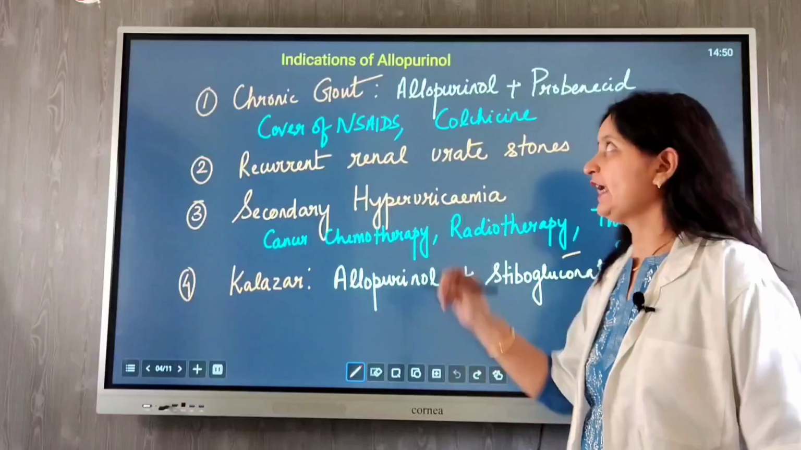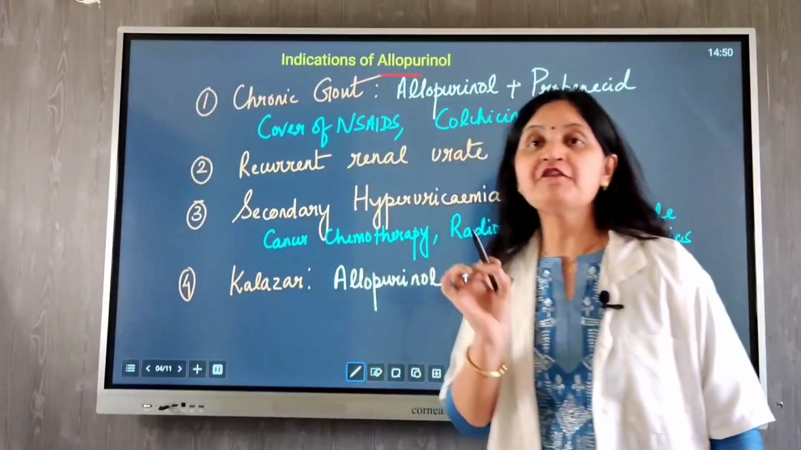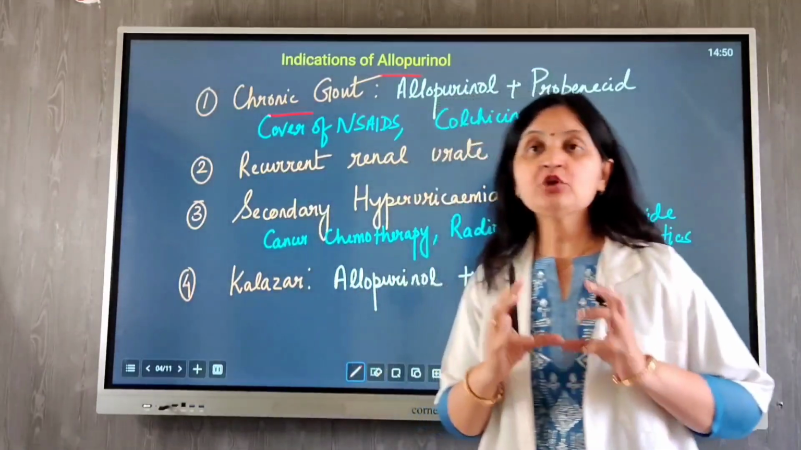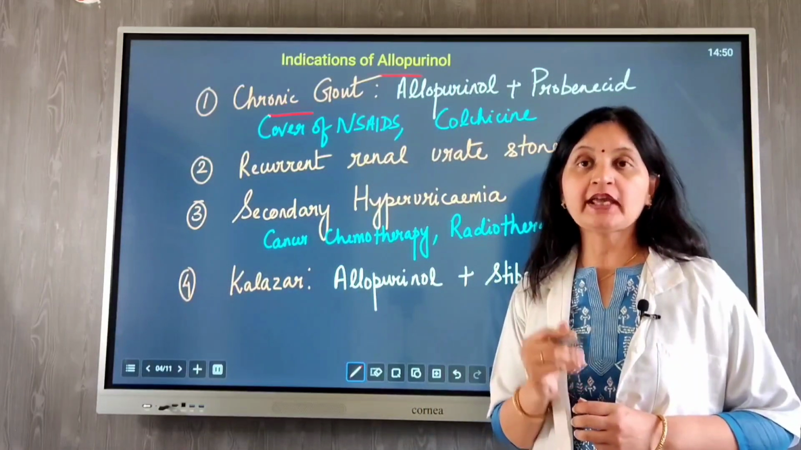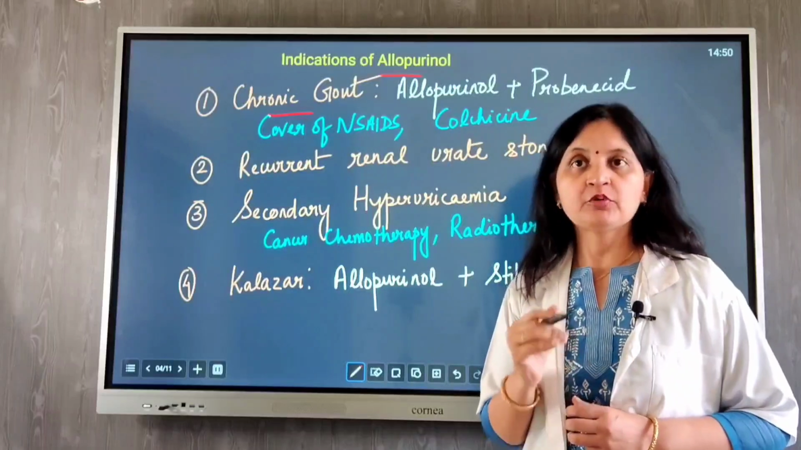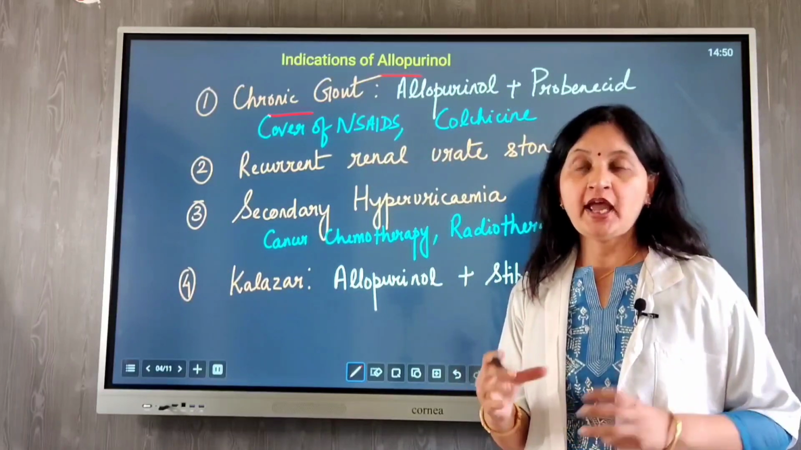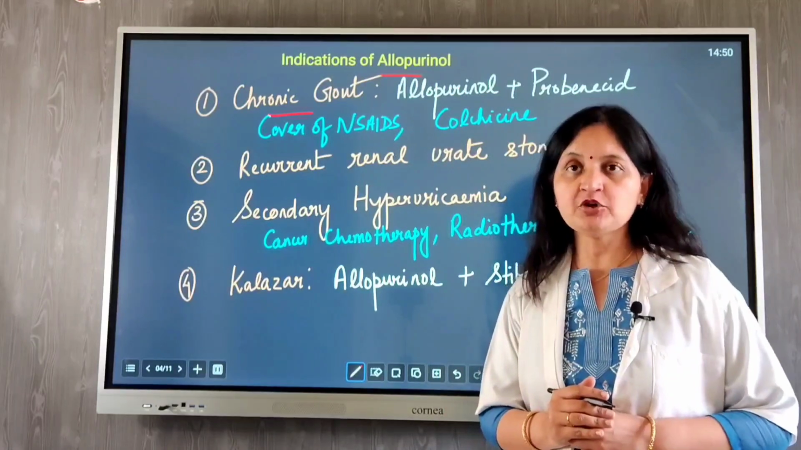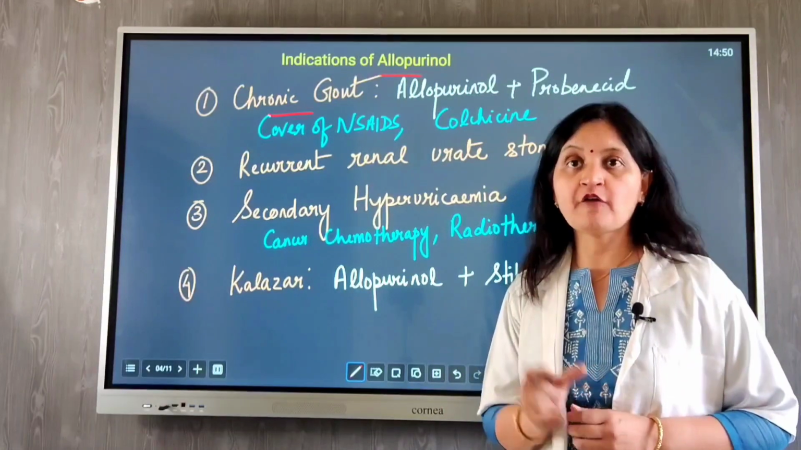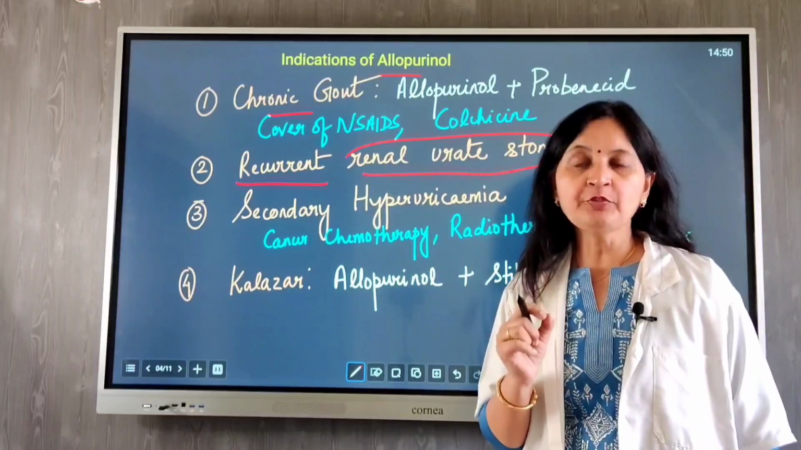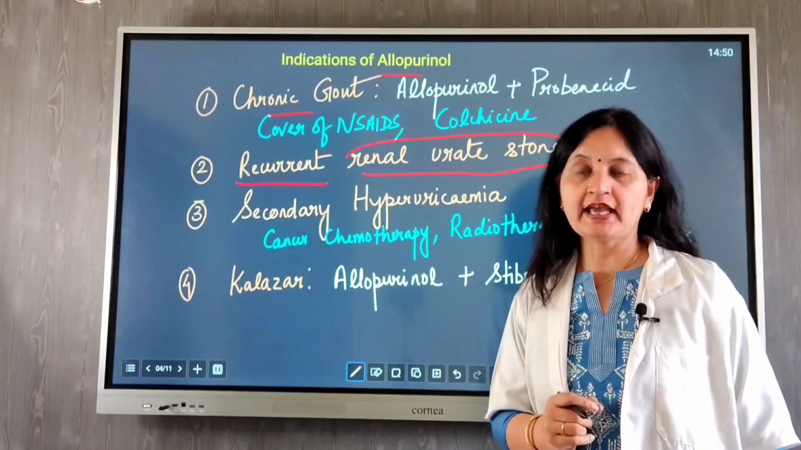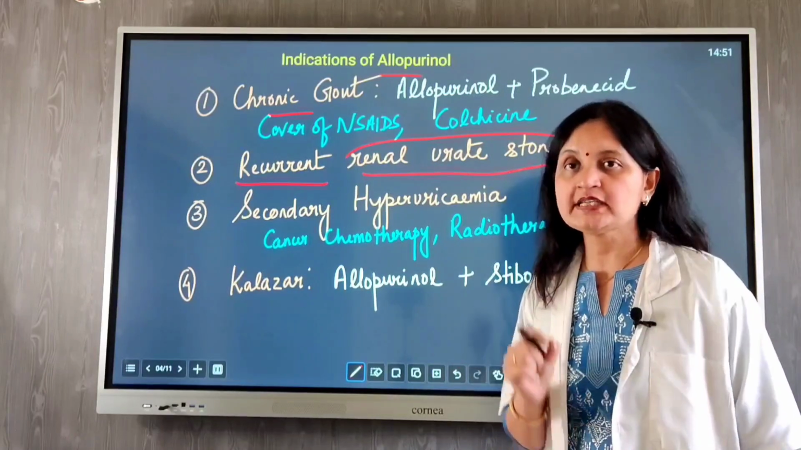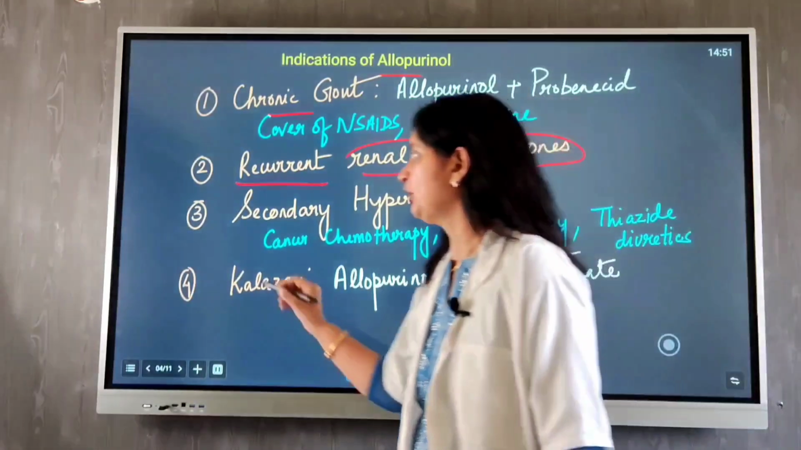Now let's see what are the indications of allopurinol. Allopurinol is the first line drug for the management of chronic gout. Now when the body urate load is large, allopurinol can be combined with probenecid. Probenecid is a uricosuric agent, and combination of allopurinol with probenecid helps to control hyperuricemia and is used in the management of severe gout. So allopurinol, by decreasing the synthesis of uric acid, inhibits the formation of renal stones. So renal stone formation is inhibited with the help of allopurinol.